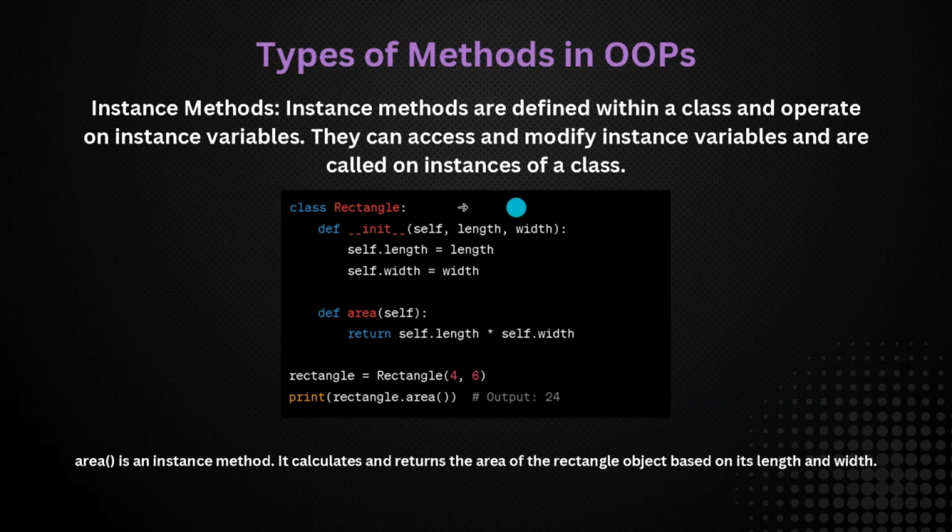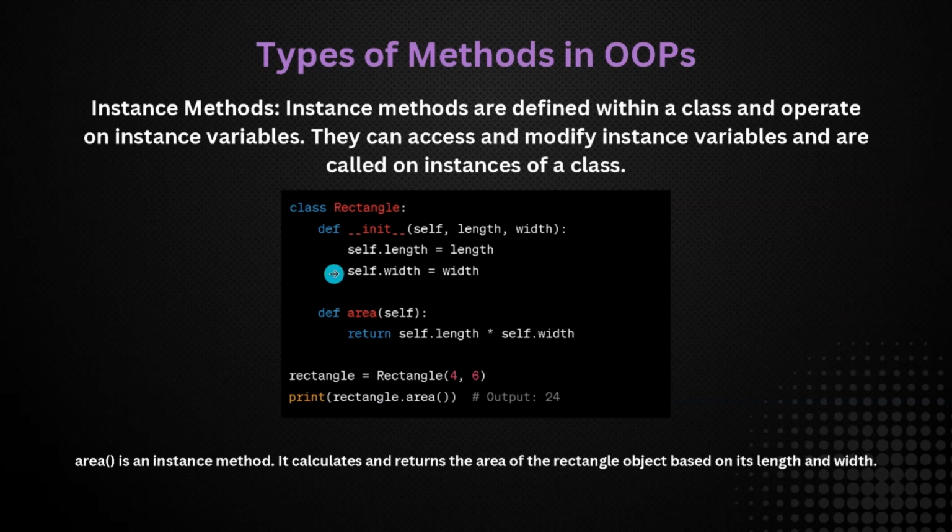Let's see an example. Here we have a class Rectangle, and inside that we have an init method, which we use to declare the attributes that are unique to the object. Then we have a method area, and inside that we have a self. Now self here denotes the object or instance. So this area method is an instance method because it will be called on an object or instance.